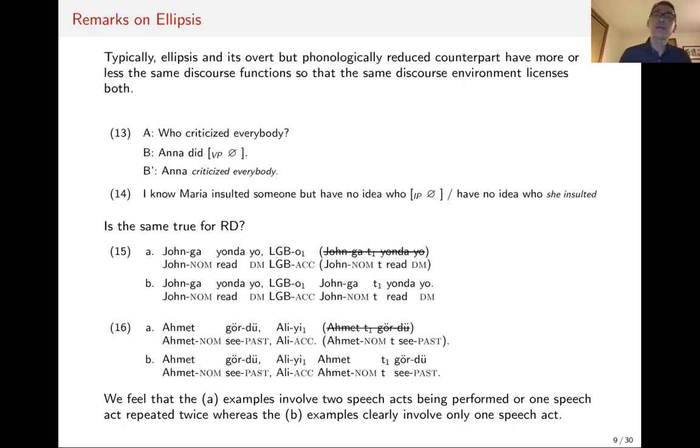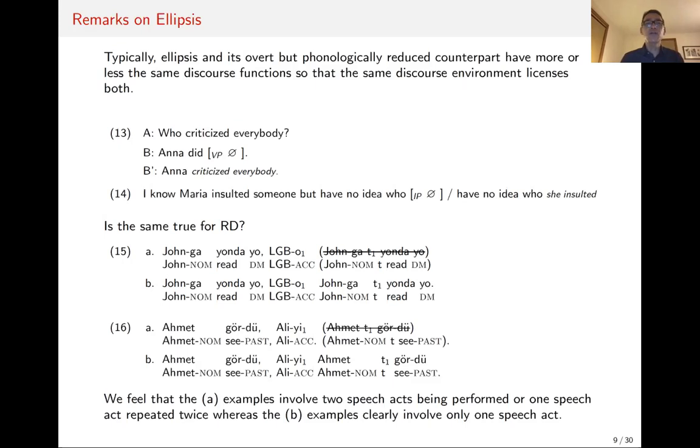So, who criticizes everybody? Anna did, or Anna criticized everybody. This is the VP ellipsis case as opposed to repeated VP. 14 is sluicing, with the wh-phrase stranded, and then you have the IP deleted or not deleted but repeated. Both are fine, and one may sound a little bit wordy and long-winded, but both are licensed, provided that the repeated part gets reduced prosodically.